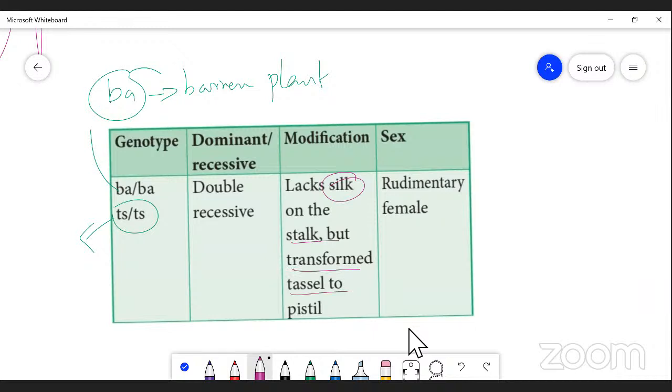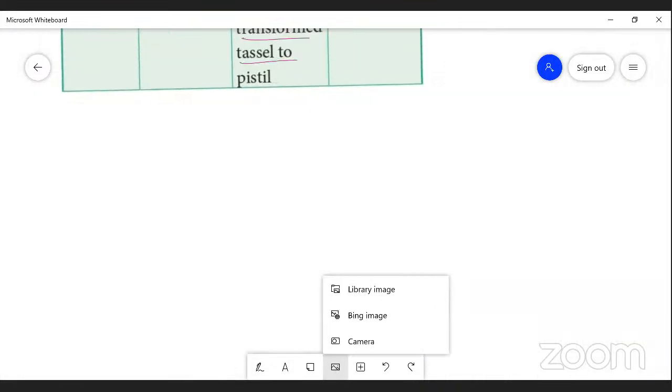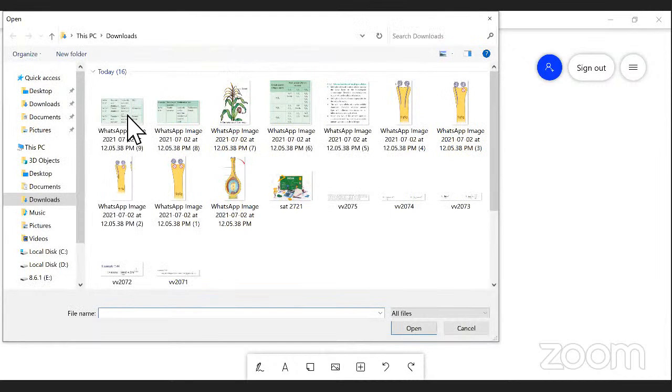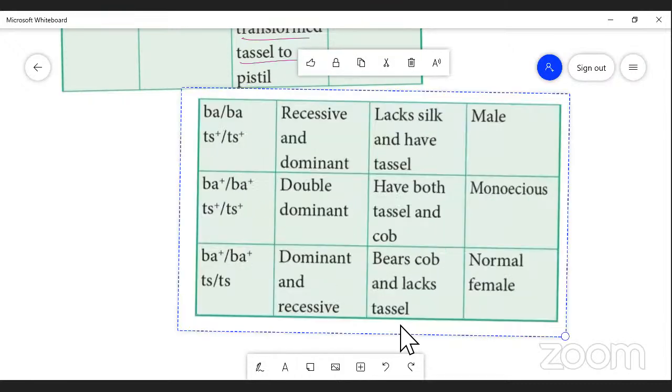So simply due to the presence of the recessive condition of small ba, small ba, small ts, small ts, they are responsible for a rudimentary female. Though the flowers are female, they are unable to fuse with the male gamete, right? So that is a rudimentary property. On the other hand, I'd like to show you another formation of gametes. Instead of both of them being recessive, one is dominant and another is recessive, in which we can find this condition.